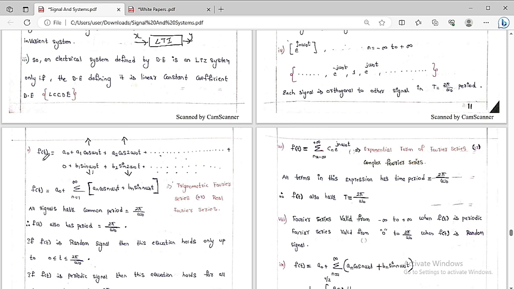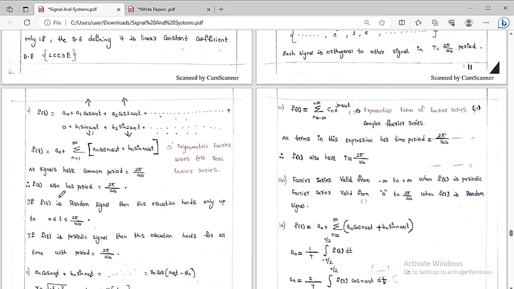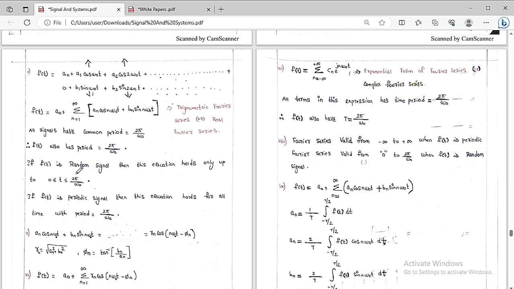So f of t is also a periodic signal which has a time period of 2 pi by omega naught. Even though we add constants, the time period is the same. If f of t is a non-periodic signal, then this equation holds only for 0 less than or equal to t less than or equal to 2 pi by omega naught.